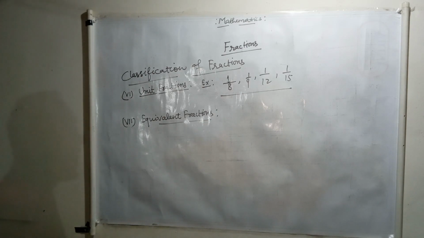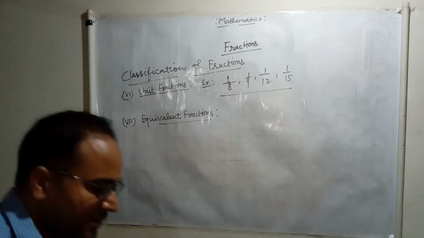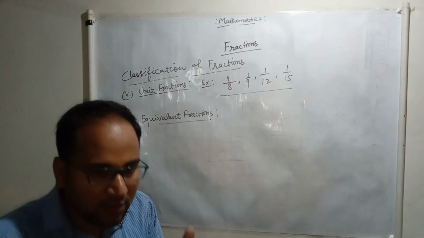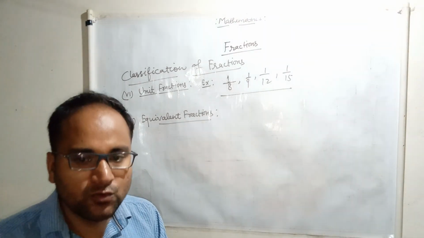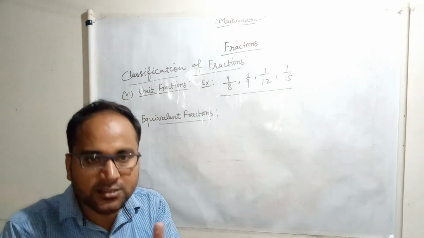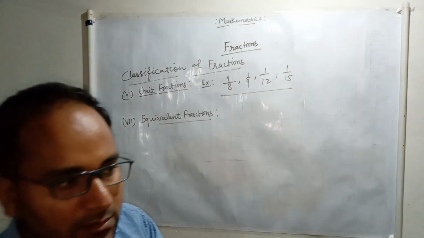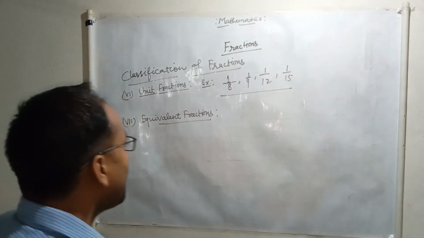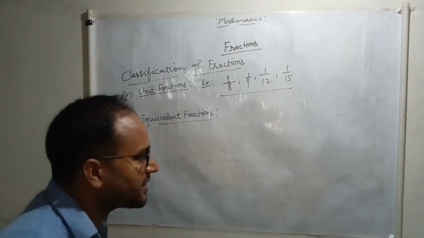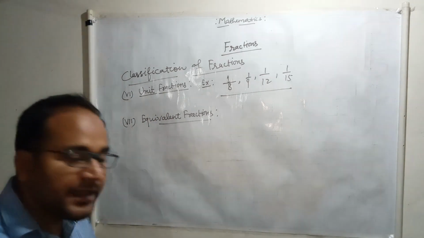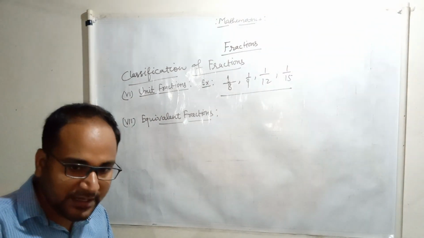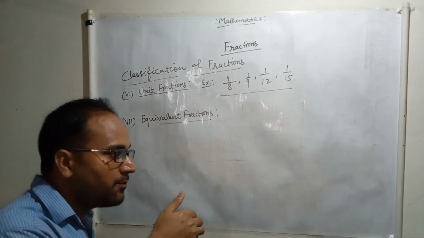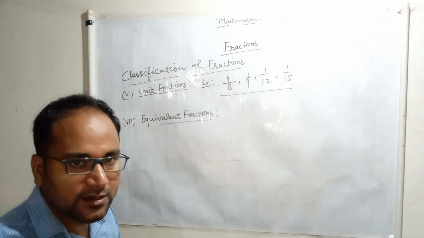Equivalent fractions. If we take two or more fractions, and they represent the same part of a whole, then they are said to be equivalent. And how will you get an equivalent fraction? By multiplying or dividing the numerator and denominator by the same non-zero number.